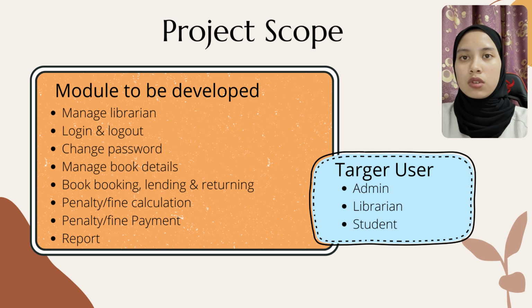And for the target users, we have the admin, who can manage librarian and student details in the system, and then we have the librarian, who can manage book details and manage penalty payment, and then we have the student, who can change password, request and return the book and pay for the penalty.